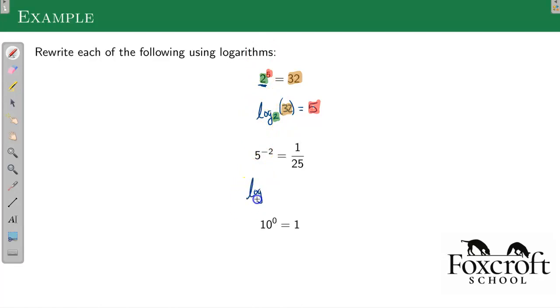In this one, the base of our exponential is 5. Our output was 1 over 25, and our input was -2, so it switches like that. Next, 10 to the 0 equals 1, log base 10. The 0 was the input here, so it's going to be the output there, and this becomes 1. So always double check that you're actually switching the inputs and outputs to make sure the expression makes sense.